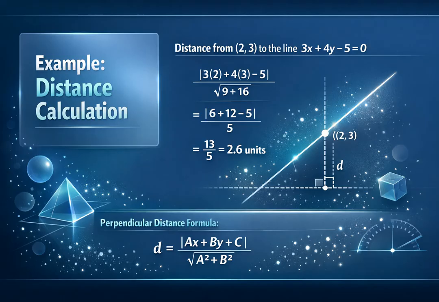Calculate the distance from point (2, 3) to the line 3x plus 4y minus 5 equals 0. Using the formula, distance equals |3 times 2 plus 4 times 3 minus 5| divided by the square root of 9 plus 16. That's |6 plus 12 minus 5| over 5, which equals 13 over 5 or 2.6 units. This is the perpendicular distance.